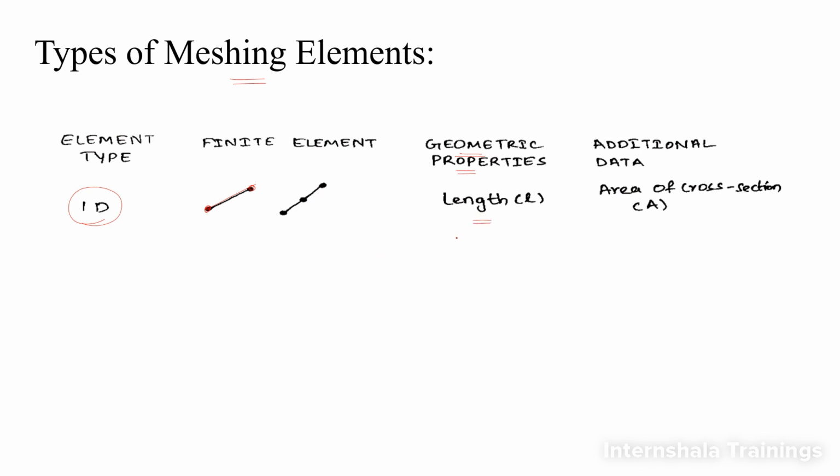So if you define the length of this element, it itself is fine for defining the finite element in the 1D type. But in addition to the length, we need to provide some additional geometric data in the form of area of cross section, or A, to this particular 1D type of element. Examples for this 1D type of elements are cantilever beams, beam elements, bar elements, rod elements, pipe elements. These are all different examples of 1D type of meshing elements.